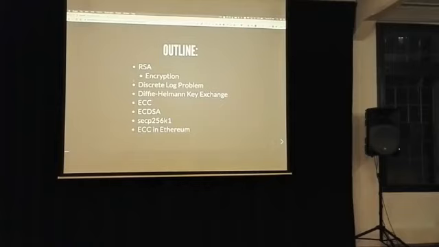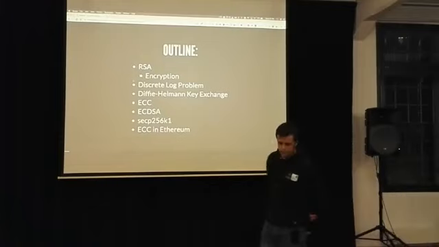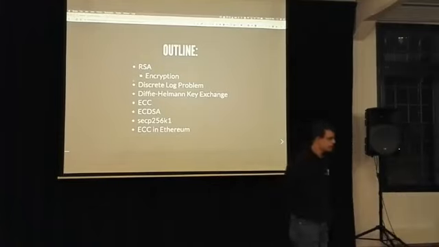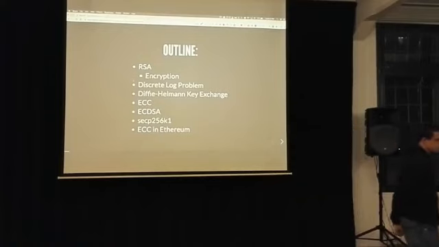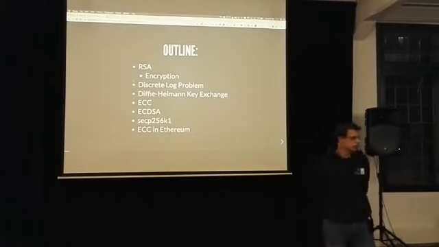So the outline of this presentation is going to be, first we're going to talk about RSA and give one example of where it can be used, which is encryption. By the way, on a more meta level, cryptosystems can be used for three things, among others. Number one is encryption, number two is key exchange, and number three is digital signatures.